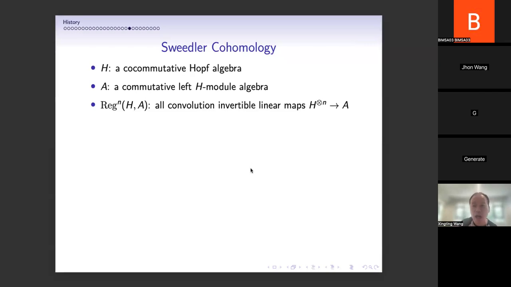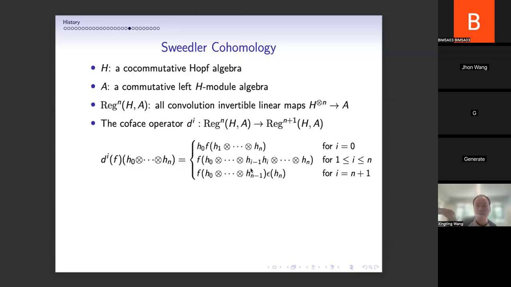And also you have the Hochschild complex. Here Sweedler uses the name Reg H2A. So what are they? These are all convolution invertible maps from the n-fold tensor of H to A. It's not like the Hochschild complex taking all the k-linear maps from H tensor n to A. Actually, I'm taking A as an algebra and the n-fold tensor of H as a co-algebra. Once you have a linear map from a co-algebra to an algebra, you can make the whole Hom set into an algebra. And convolution invertible just means the unit elements in the algebra. So that's the subset of linear maps.